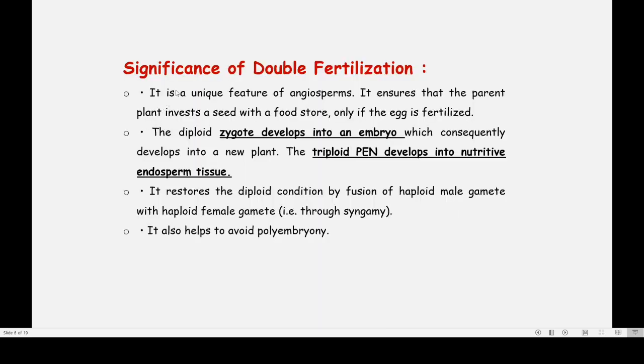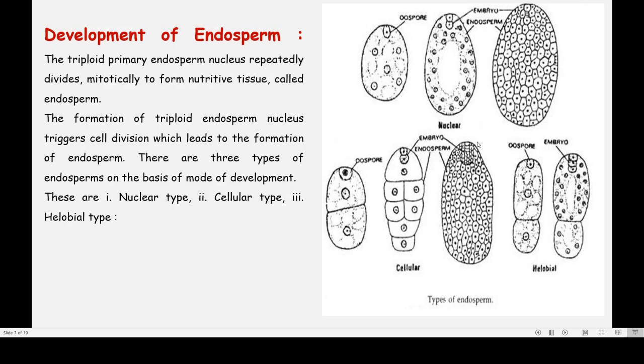Now, what is the significance of fertilization? As we have already discussed, the zygote develops into an embryo, and we have the triploid PEN also, which will develop into the endosperm, which is going to provide nutrition to the developing embryo. Simultaneously, zygote and endosperm development takes place. They both develop at the same time, but we will be discussing this one by one. So let us first discuss the development of endosperm.